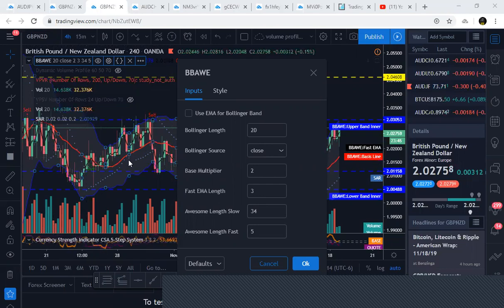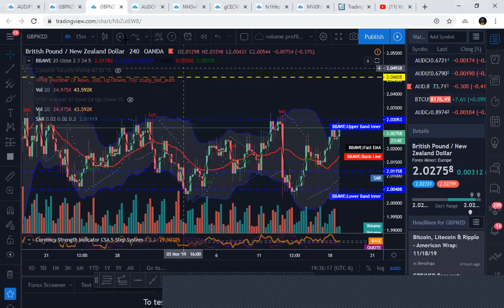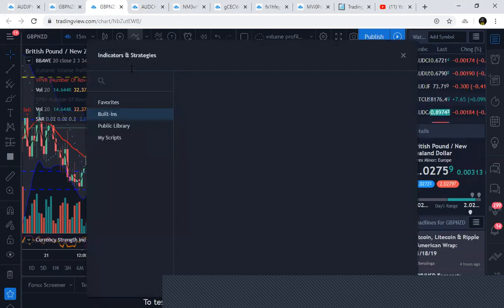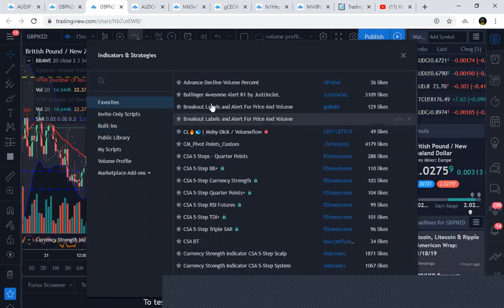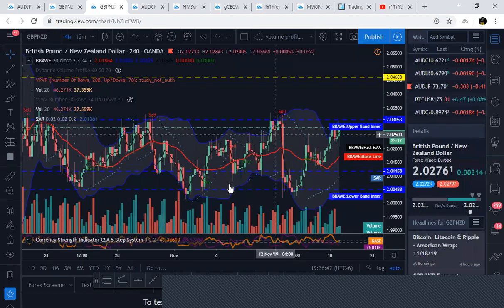And you can find this if you guys take advantage of TradingView. If you don't have TradingView, just go to tradingview.com. You can sign up for one, it's free. And the indicator's name is going to be Bollinger Band Awesome Alert by this guy, Just Uncle. You select that one and add it on there.